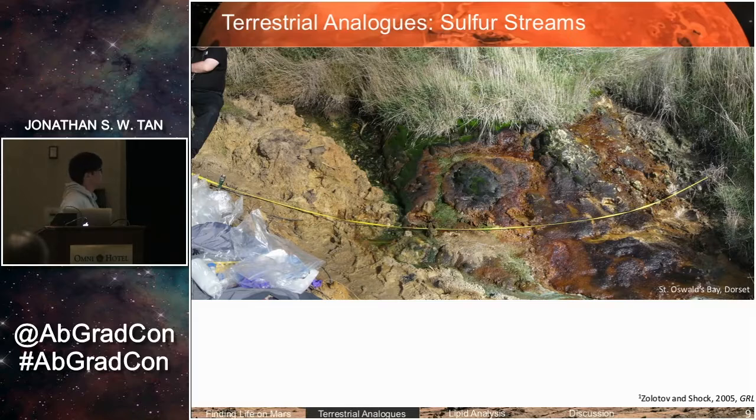So this is a picture of my study area. There's a guy here for size, for scale. Geologists are very careful about scales.